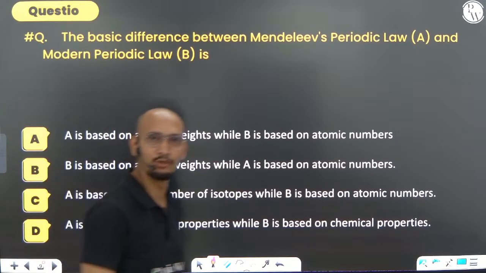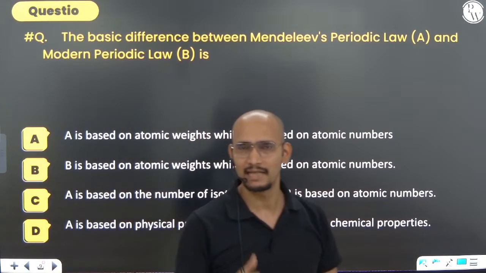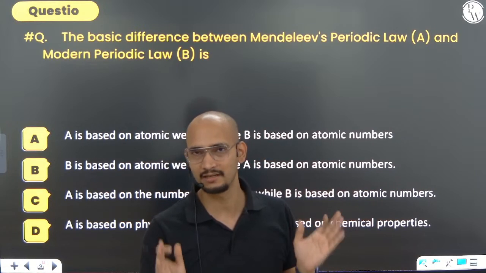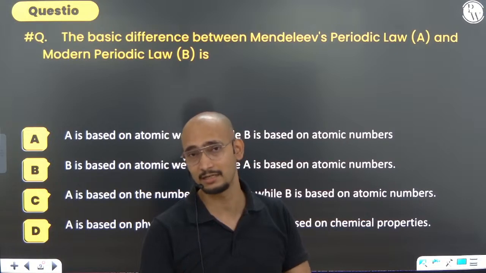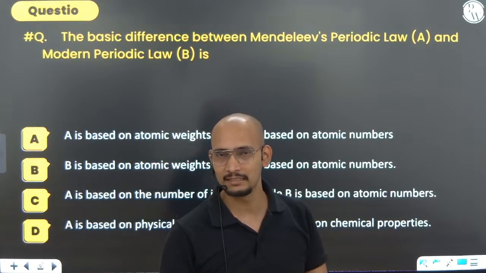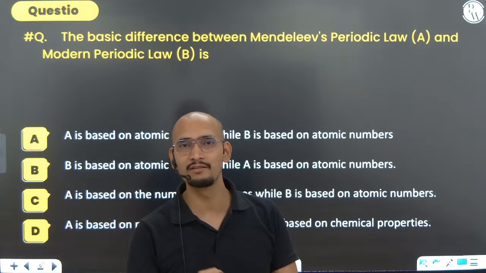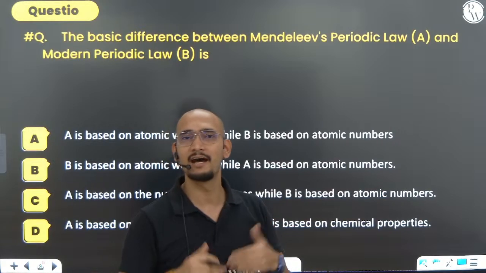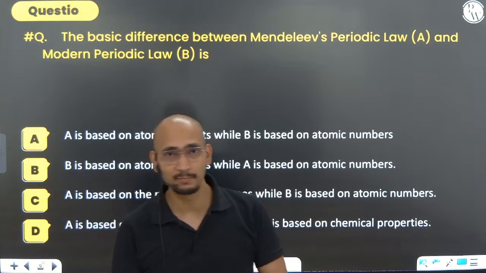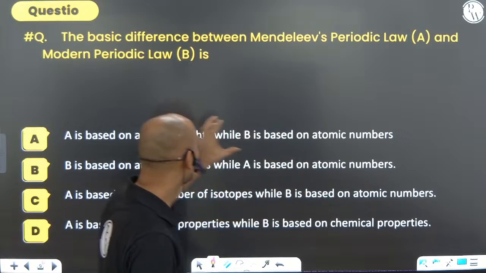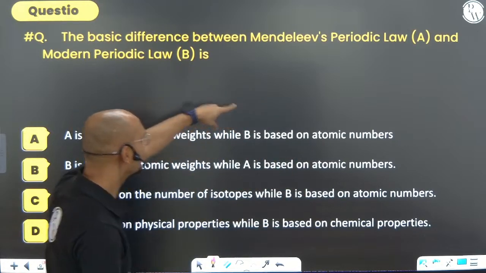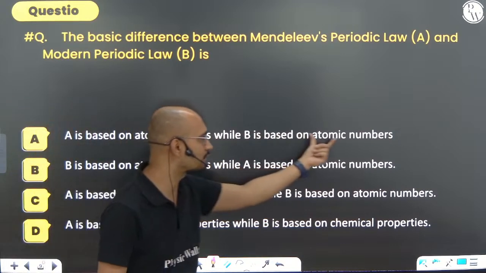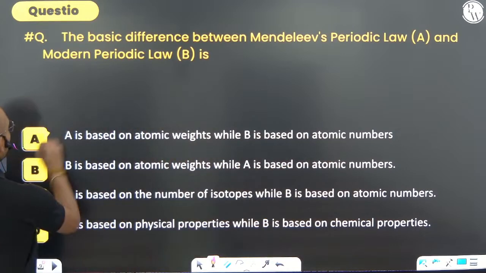Next, the basic difference between Mendeleev's periodic law and modern periodic law. I have already told you that Mendeleev's periodic table was one of the most successful periodic tables. The reason was that it was based on many experimental data, but still it was a failure. It was based on a wrong concept, that chemical and physical properties are a periodic function of atomic masses, but that was not the reality. So Mendeleev's periodic law is based on atomic weight, yes, and the modern one is based on atomic number, yes. It is correct.